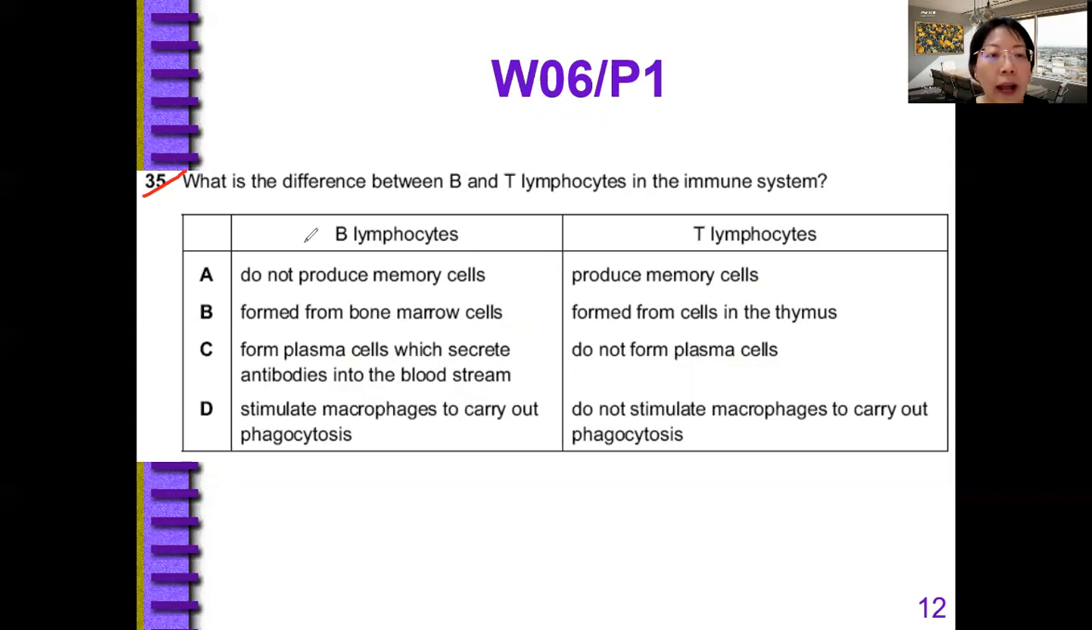So let's see whether it's correct. B cells form plasma cells, correct, which can secrete antibody, correct, into the bloodstream, correct. It can be secreted into the bloodstream or tissue fluid or lymph, depending on where this plasma cell is. And then the T cells do not form plasma cells, so correct. Only B cells can form plasma cells. So the answer is C, correct.